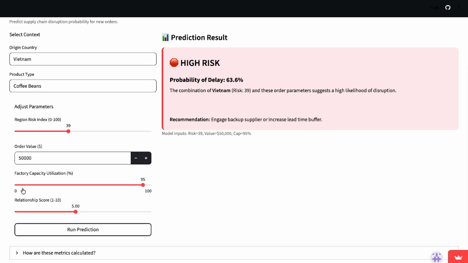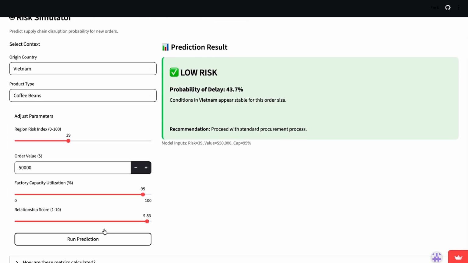Now watch what happened here. If I raise the relationship to close to 10, it flipped back to low risk, meaning it calculates the partnership strength is enough to mitigate the factory strain. This is the nuance of a machine learning model.